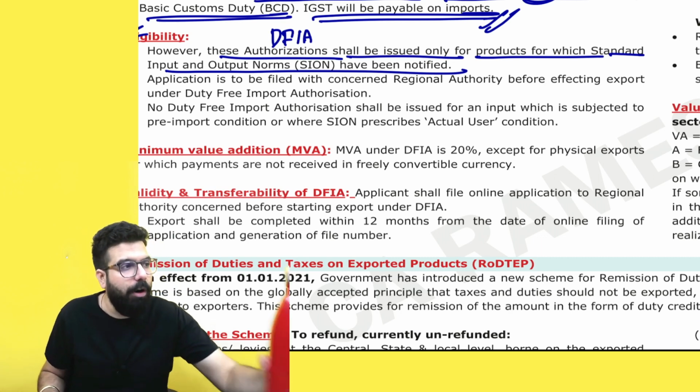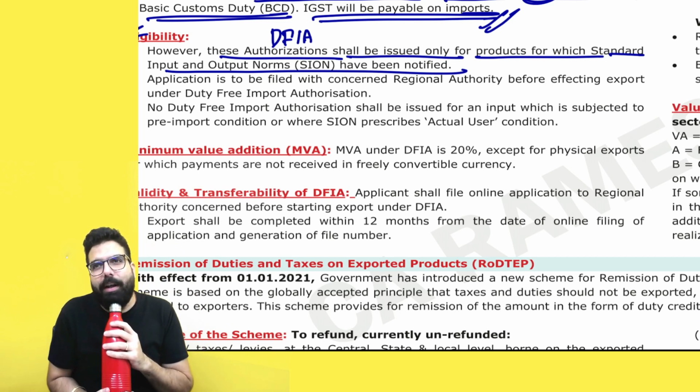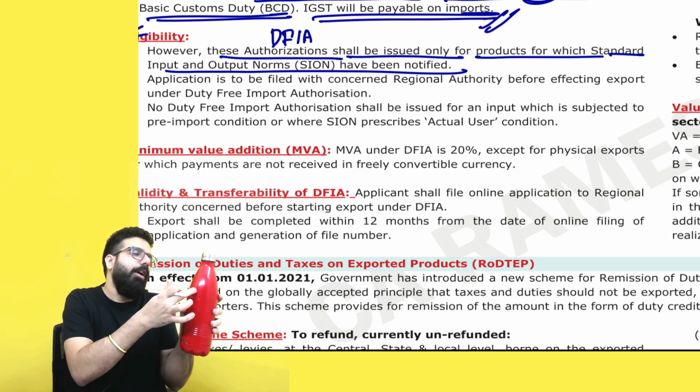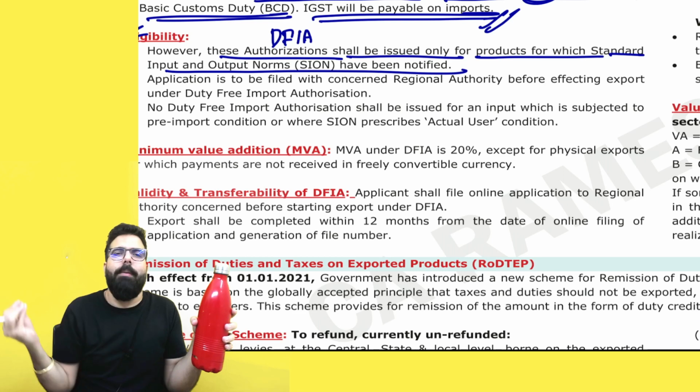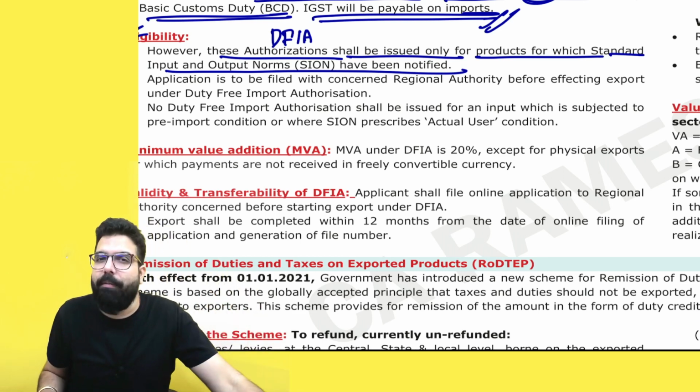For example, suppose I want to import some item. Say I have an order for bottles outside India, and I want to import steel. Then SION is not given in the SION book for it, so you will not be given DFIA.